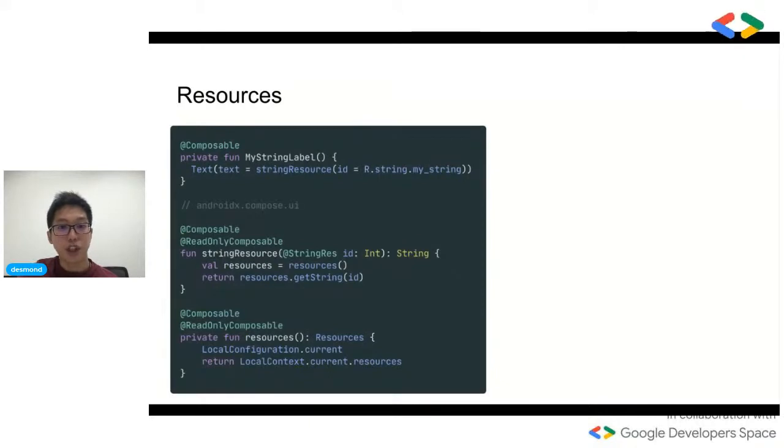Reacting to configuration change also applies to locale as well. So this is obviously useful for string resources. And if the user changes the device language, for example, when using the app, Compose can automatically react to that, trigger a recomposition, and display the strings in the correct language.